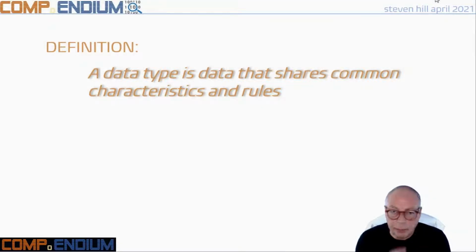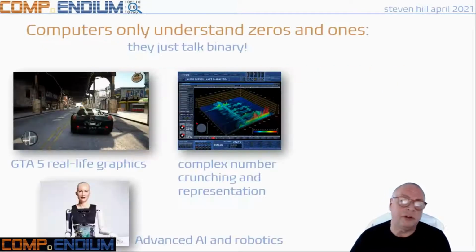Okay, so in the previous part of the video we came up with the definition of a data type, and we said that a data type is simply data that shares common characteristics and shares a set of common rules. Why is this important, and why is it relevant to programming and computer science? Well, to help explain this, we're going to go right the way back to Key Stage 3, when you first understood the fact that computers only talk the language of zeros and ones. It's the only language that they understand.